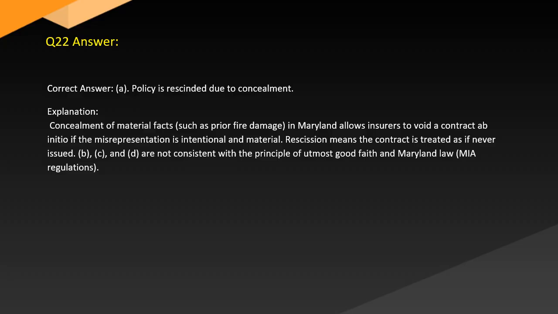Answer. Correct answer A. Policy is rescinded due to concealment. Explanation. Concealment of material facts such as prior fire damage in Maryland allows insurers to void a contract ab initio if the misrepresentation is intentional and material. Rescission means the contract is treated as if never issued. B, C, and D are not consistent with the principle of utmost good faith in Maryland law, mere regulations.